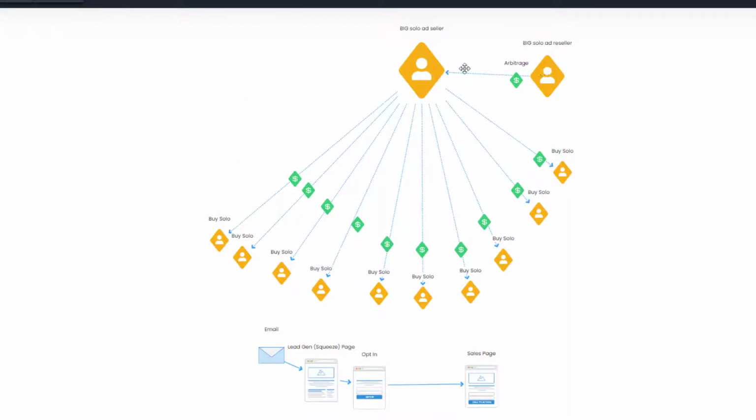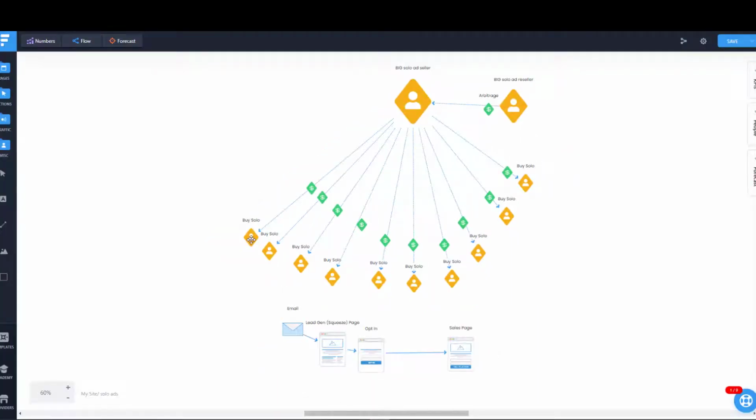So both of these people will be selling into the solo ad marketplace. So here's all the little guys, and they're buying solo ads, paying money from Mr. Big, or they're buying it from Mr. Reseller, and they might be paying $1 a click. Let's suppose they pay $1,000 for 1,000 clicks.